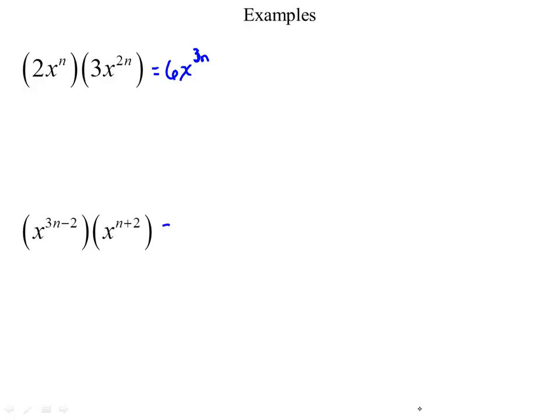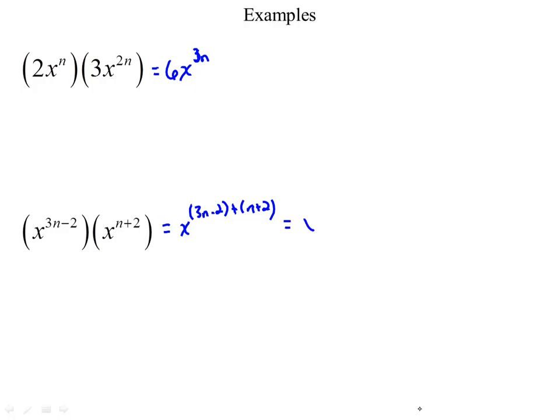Alright, the one on the bottom, your coefficients are 1, so you don't have to worry about that. But you're going to have x to the 3n minus 2 plus n plus 2. That's what you're doing. You're doing 3n minus 2 plus n plus 2. Because to multiply variables, you add the exponents. Well, the exponents just so happen to be binomials.